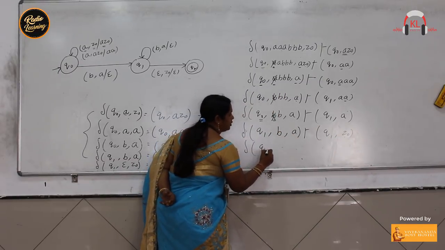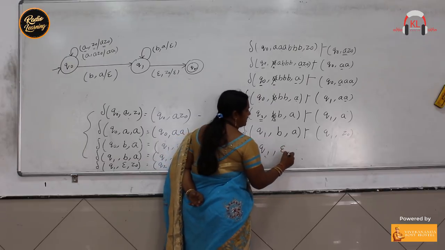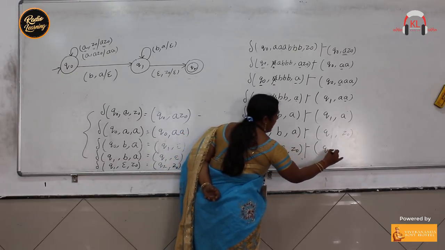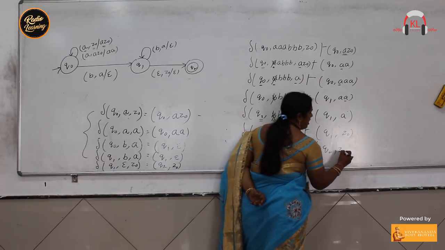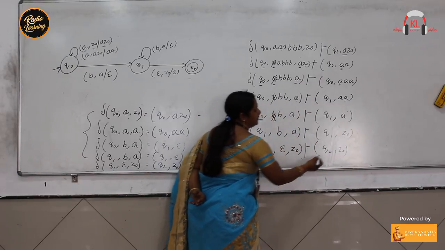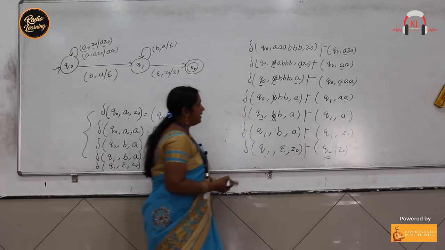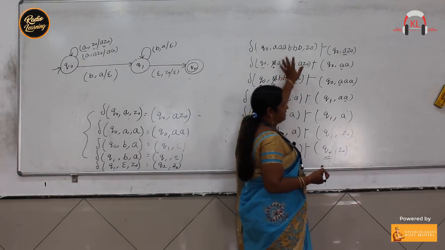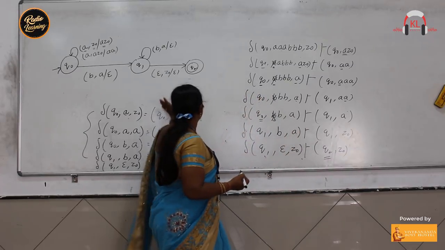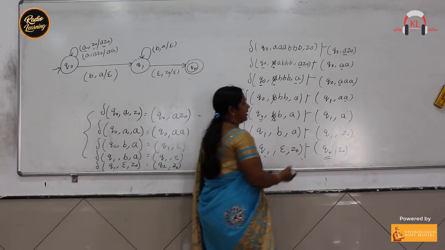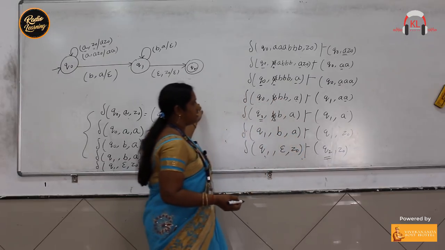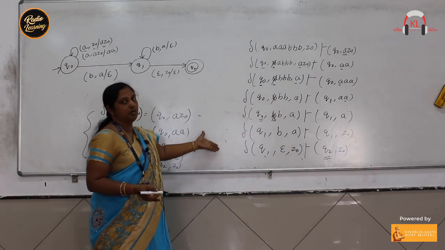Now Q1, the input symbol is epsilon and Z naught. Then I'm going to Q2, and either you can write epsilon or Z naught. That means it will be the final state. So that means my string, AAA BBB, is accepted by my given pushdown automata. Once you reach the final state, the indication is that the string is accepted for the given pushdown automata.